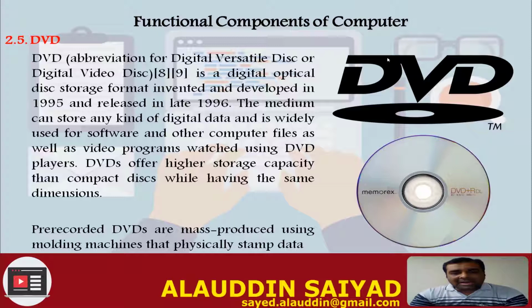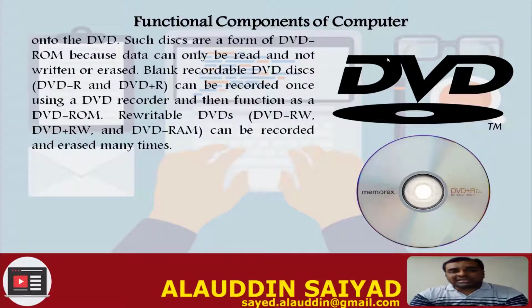Pre-recorded DVDs are mass produced using molding machines that physically stamp data onto the DVDs. Such discs are a form of DVD-ROM because data can only be read and not written or erased. Blank recordable DVD discs, that is DVD-R and DVD+R, can be recorded once using a DVD recorder and then function as a DVD read-only memory. Rewritable DVDs, that is DVD-RW or +RW and DVD-RAM, can be recorded and erased many times.